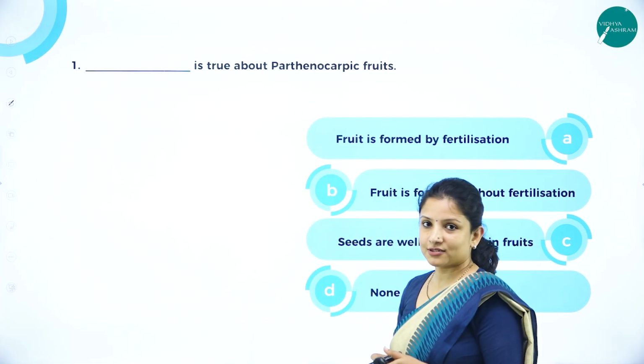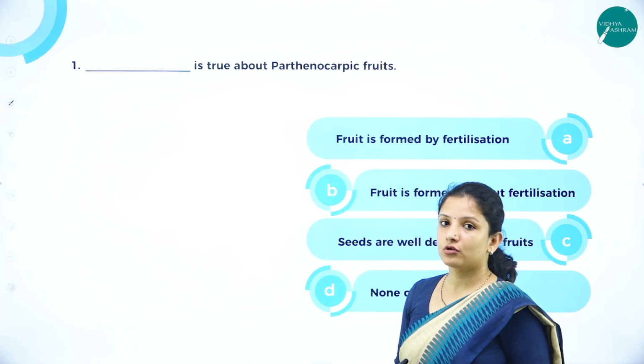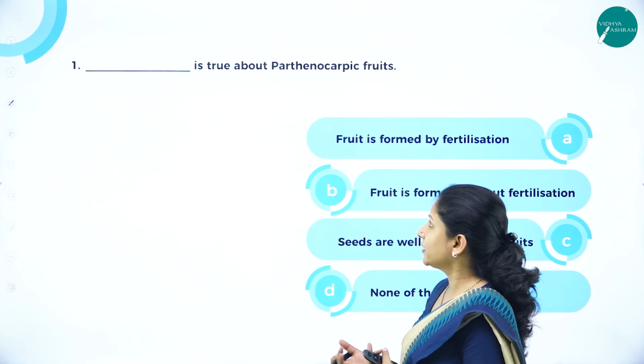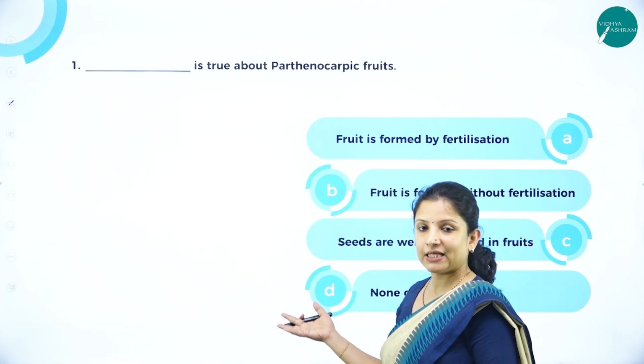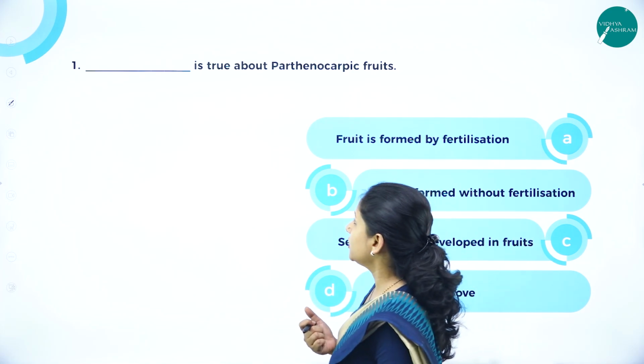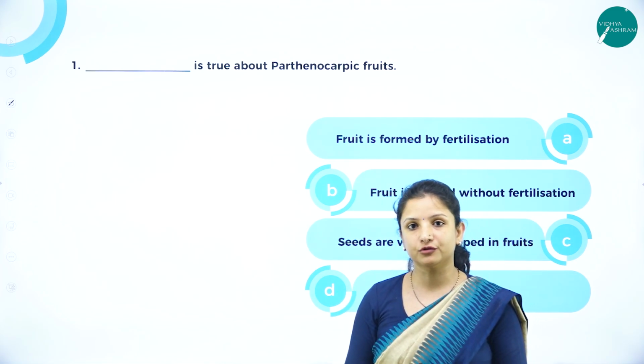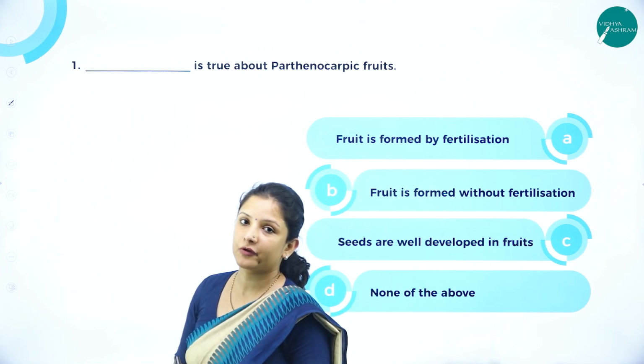Now we know about the structure of the dicot seed and the monocot seed, and also the fruit and the layers of the fruit. We shall learn some of the MCQs that can be framed under this topic. So dash is true about parthenocarpic fruits. Okay, I didn't tell about parthenocarpic fruits.